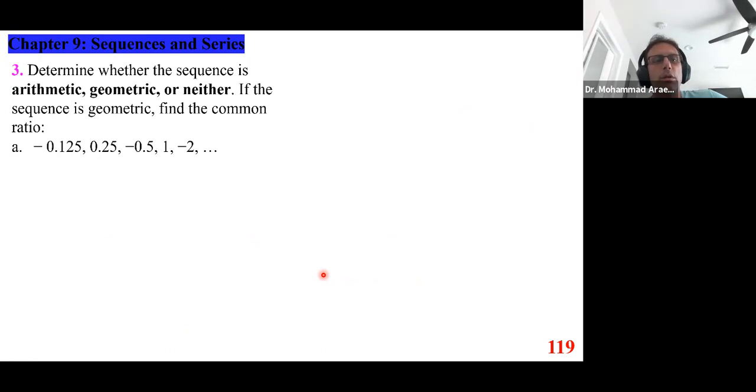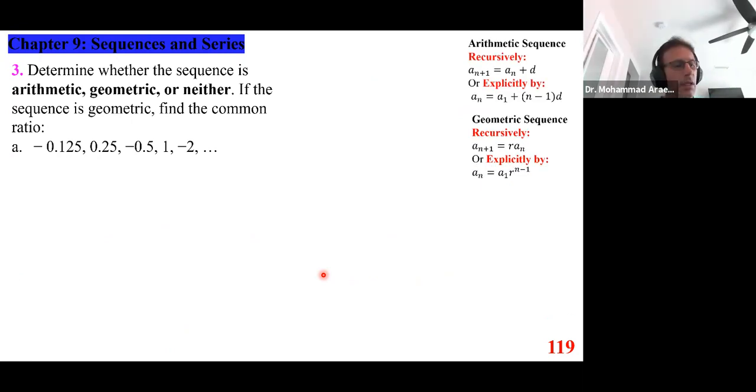Determine whether the sequence is arithmetic, geometric, or neither. If the sequence is geometric, find the common ratio. So what is an arithmetic sequence? What is a geometric sequence? An arithmetic sequence, recursively, a term is equal to the previous one plus d, where d is the distance, which is a fixed number. So you add a number. A sub n plus 1 becomes a sub n plus d. Explicitly, a sub n is a sub 1 plus n minus 1 times d. This is how you come up with an arithmetic sequence.